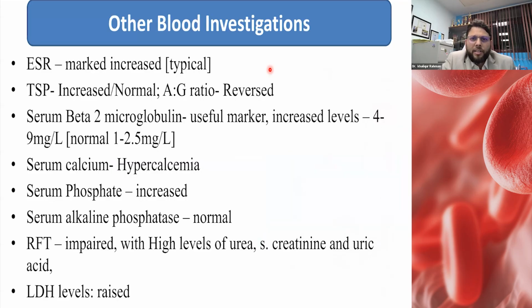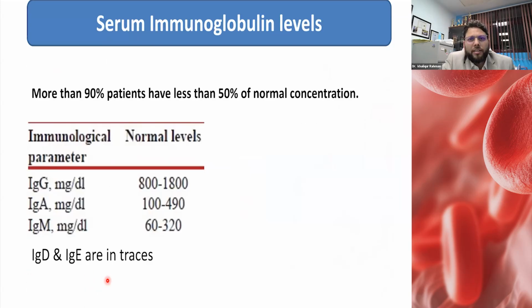Other blood investigations in addition to these are the ESR, total serum protein, serum beta 2 microglobulin, which is a useful marker for prognostication, calcium, phosphate and alkaline phosphatase as markers for lytic lesions and lytic activity of the bone, renal function tests, and LDH levels, which is also a prognostication marker.